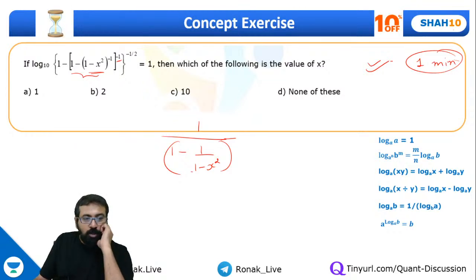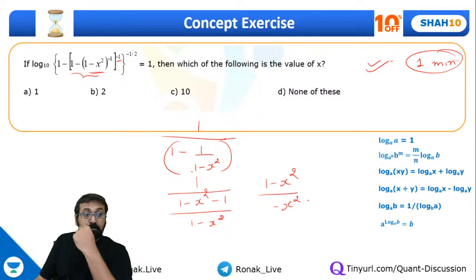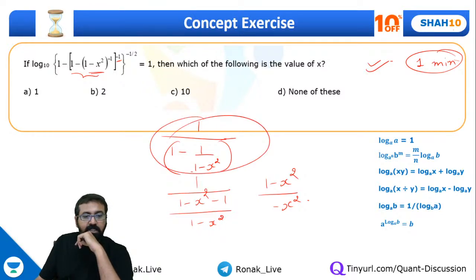So this will come out to be 1 upon 1 minus 1 upon 1 minus x square. If I just multiply over here, I'll get 1 minus x square minus 1 upon 1 minus x square, which will go to the numerator. So I'll get 1 minus x square divided by minus x square. Correct? So this part will be this much. There is this minus 1, so we have taken care of that.